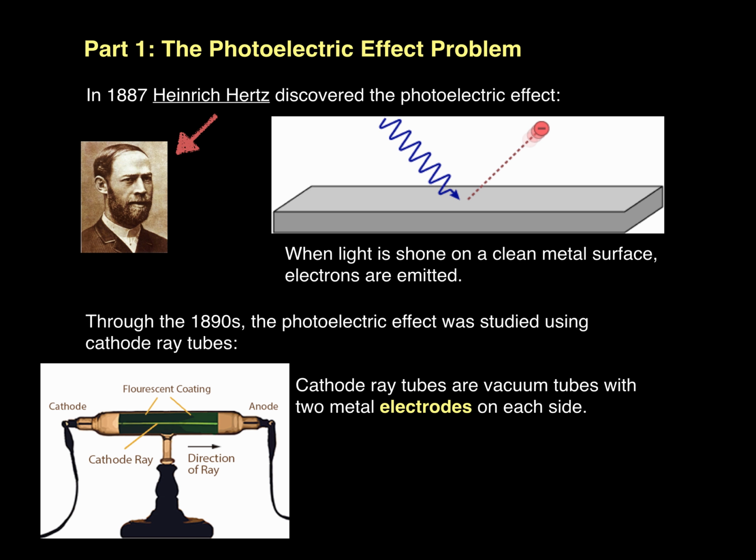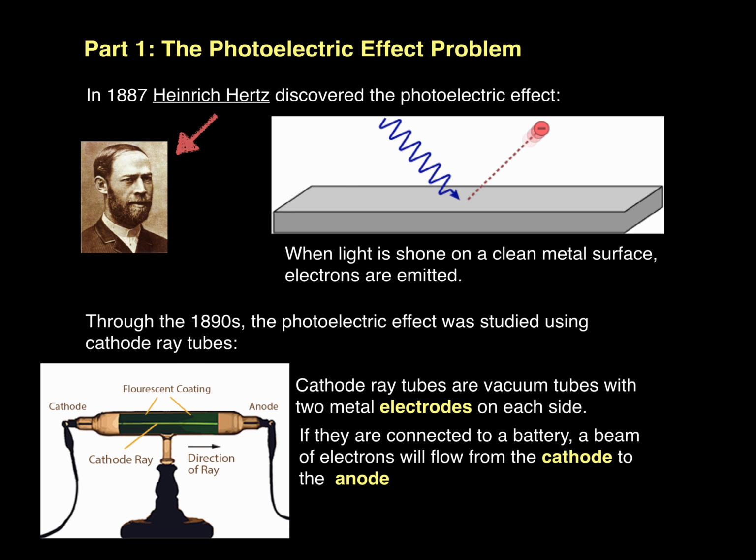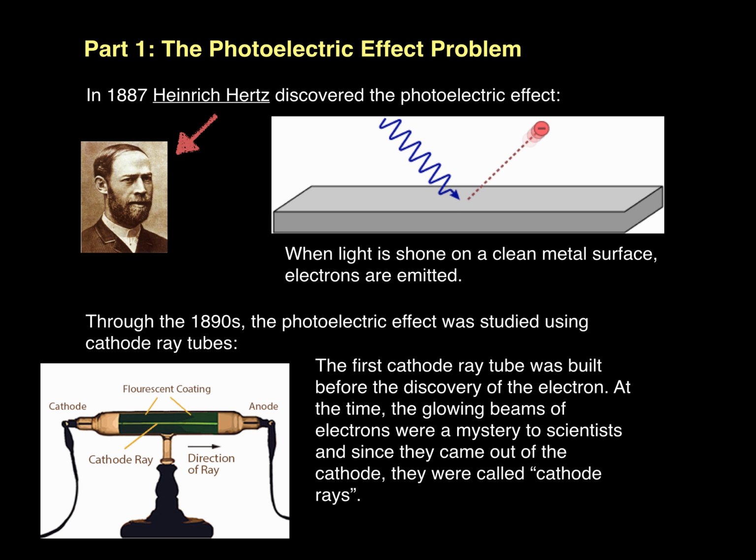Cathode ray tubes are vacuum tubes, which means they've removed all air from inside the tube, with two metal electrodes on each side. Electrodes are just pieces of metal, placed one on each side. If they are connected to a battery, a beam of electrons will flow from the cathode to the anode. The first cathode ray tube was built before the discovery of the electron. At the time, the glowing beams were a mystery to science, and since they came out of the cathode, they were called cathode rays, hence the name cathode ray tube.